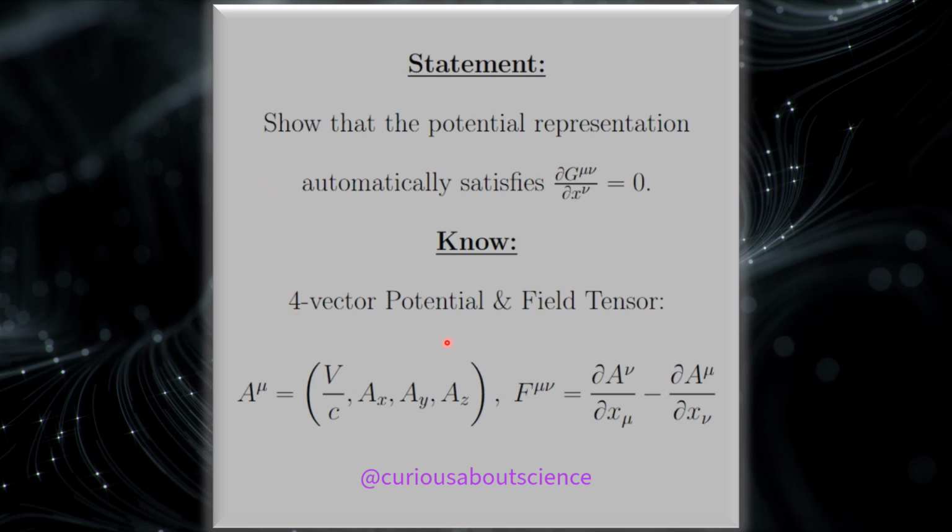So the 4 vector and the field tensor is equal to this, where we have the potential 4 vector of v over c and then all the coordinates of the vector potential. And this is how we wrote the potential formulation for F mu nu with respect to the derivatives. Again, let's be careful of the notation here because it's going to get hairy. Let's see what we got.